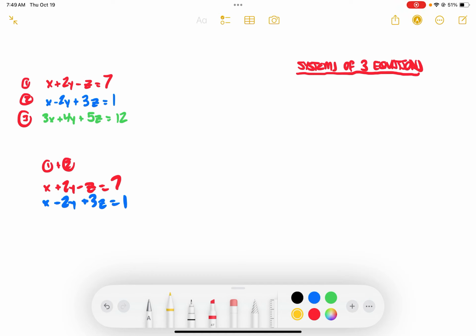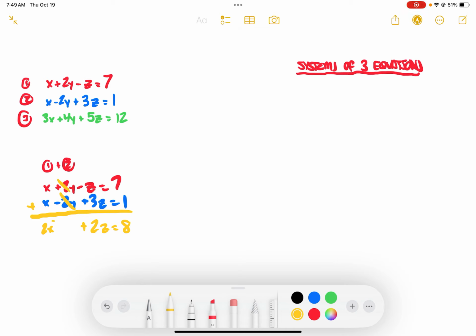We're going to add these together. x plus x is 2x. 2y minus 2y will cancel out. And 3z minus z, or negative z plus 3z, is positive 2z. And that is equal to 8.